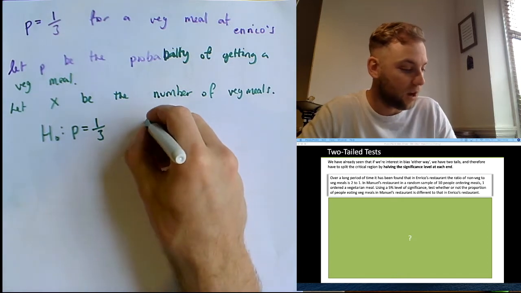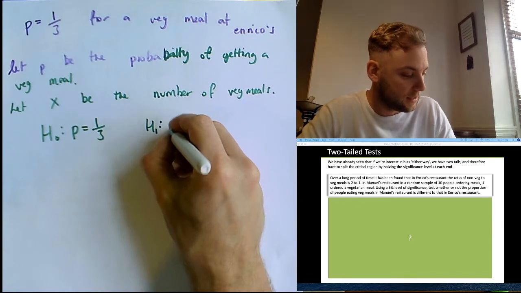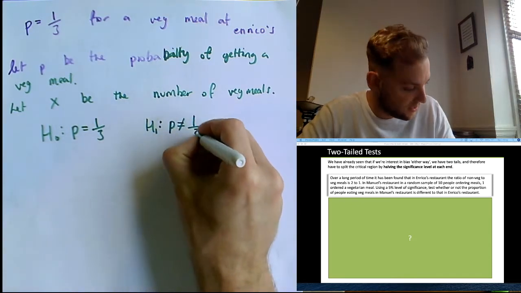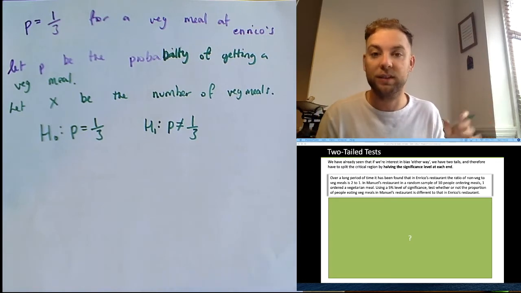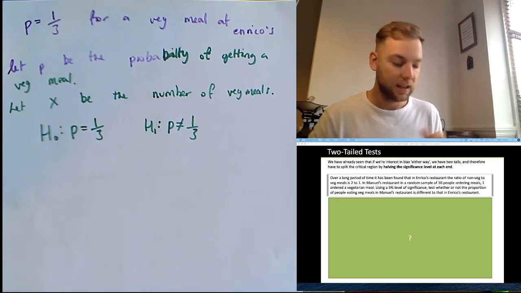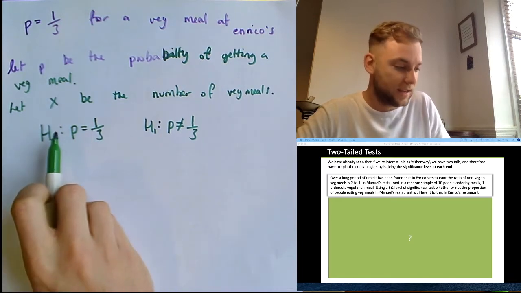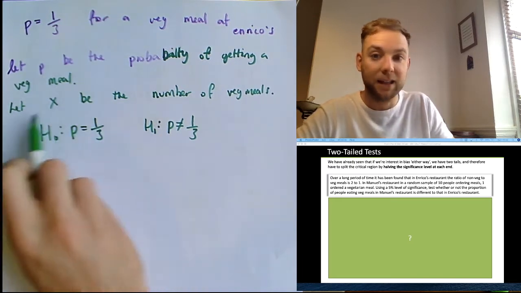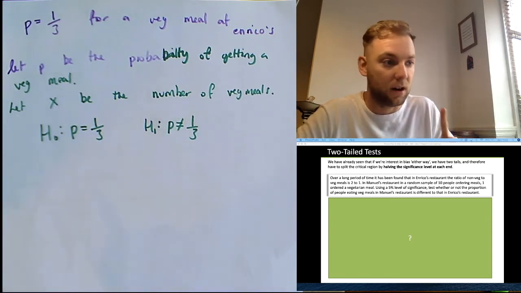Now, we don't know whether Manuel's has more veg meals or fewer veg meals. We're just comparing both of the probabilities to see whether they are the same. So in this case, our alternative hypothesis is that they are not the same probability. So this is a two-tailed test. We're looking at both sides. The null hypothesis is that the probability is equal to 1/3, which is Enrico's, and we're testing to see whether Manuel's is the same as this. The alternative hypothesis is that the probability is not the same.